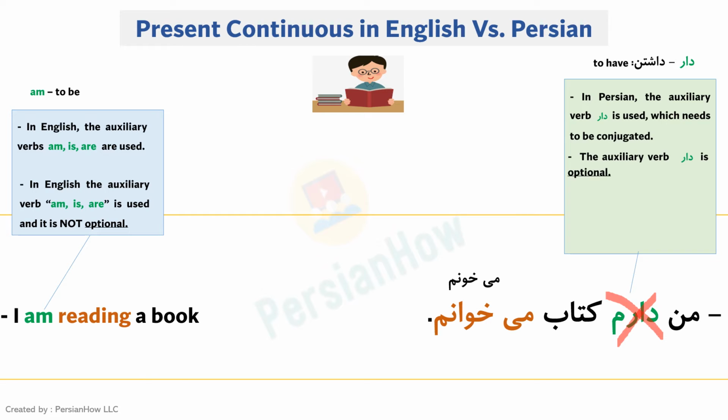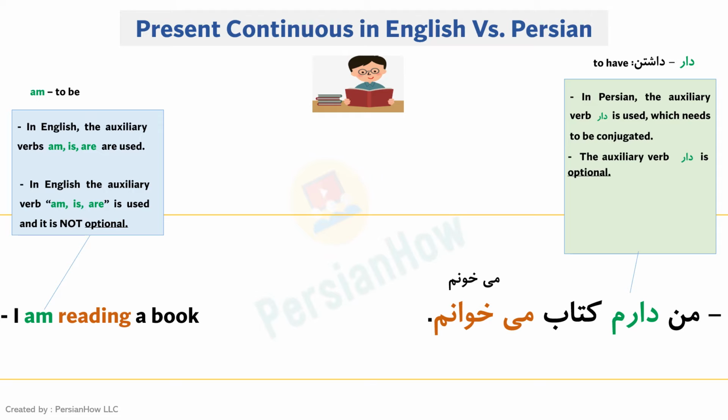But in English, if I scratch this out and I say something like I reading a book, the sentence becomes completely incorrect. So that's the other difference. The auxiliary verb dar is optional. So just remember that, and let me erase this.